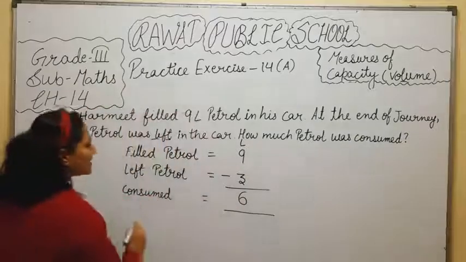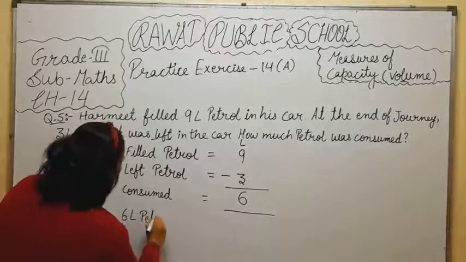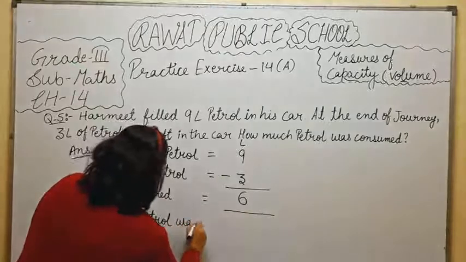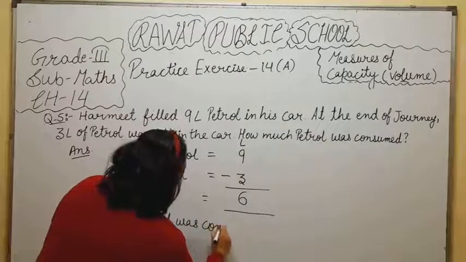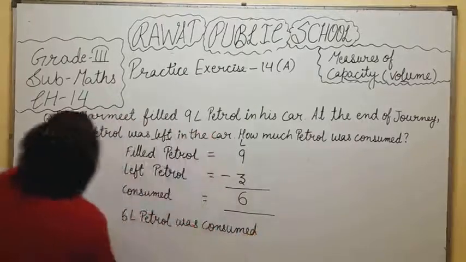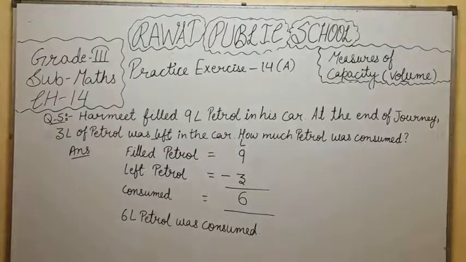So what do we write? 6 liter petrol was consumed. This is the total answer which we have to write. Filled petrol 9 liter, left petrol 3 liter, consumed petrol total is 6. So 6 liter petrol was consumed.